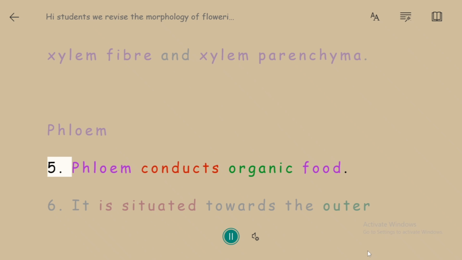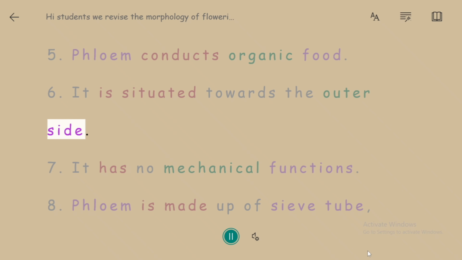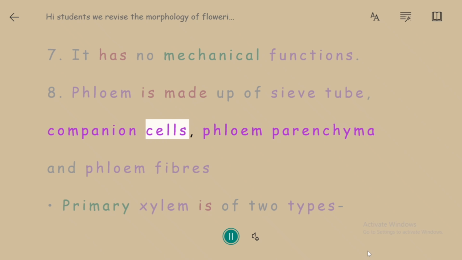Phloem: 5. Phloem conducts organic food. 6. It is situated towards the outer side. 7. It has no mechanical functions. 8. Phloem is made up of sieve tubes, companion cells, phloem parenchyma and phloem fibers.